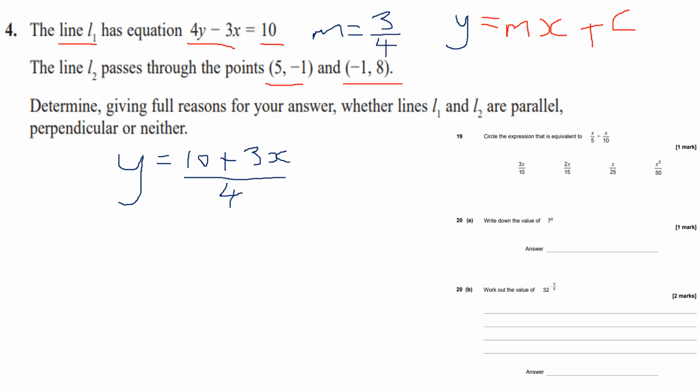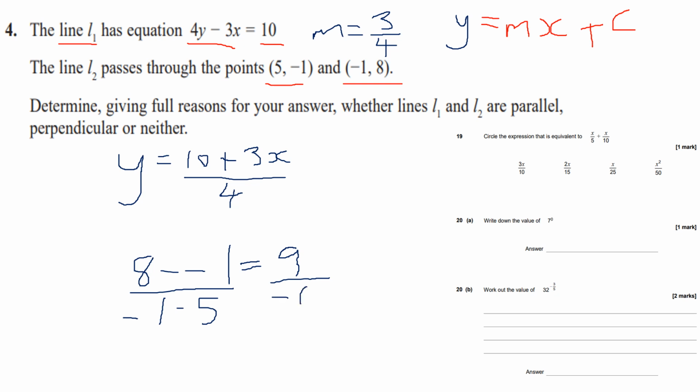For L2, to work out the gradient, it's the change in y over the change in x. It's the difference in the y coordinates divided by the difference in the x coordinates. So it's going to be 8 subtract -1, being very careful there, divided by -1 take away 5. It has to be done in this order. So 8 take away -1 is 8 plus 1, which is 9. And then -1 minus 5 is -6.